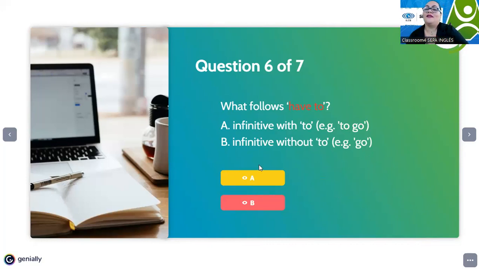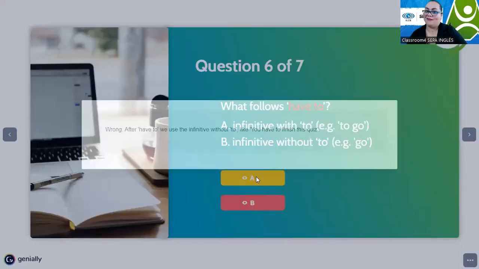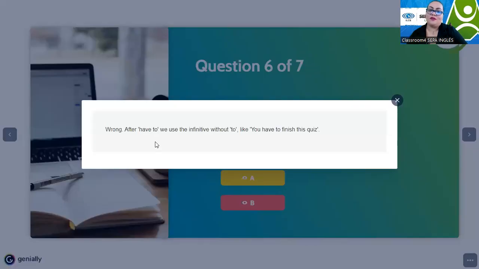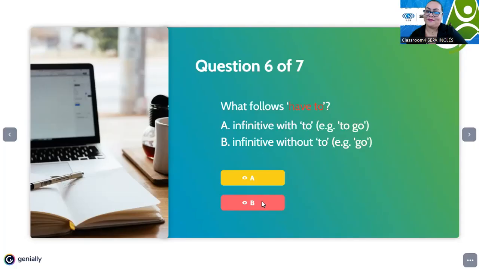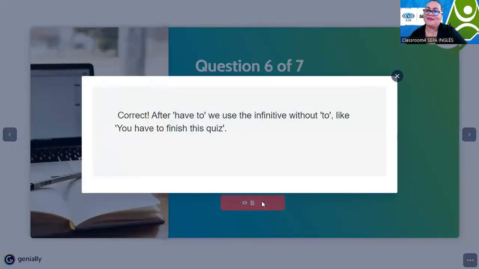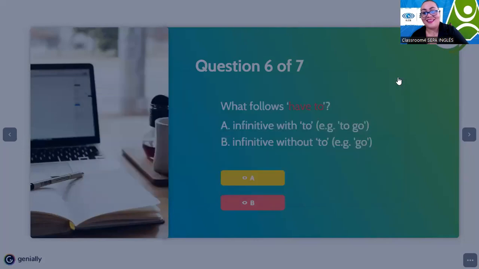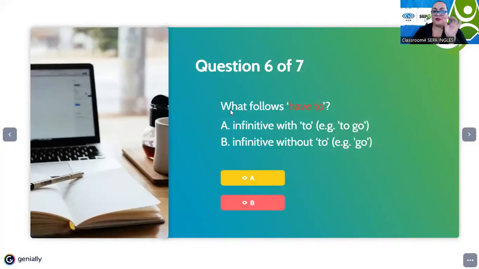Of course, the correct answer is B. After have to, we use the infinitive without to, like you have to finish this quiz. Why? Because have to is the main structure and it already has the particle to. It's not necessary to say to two times, just one.